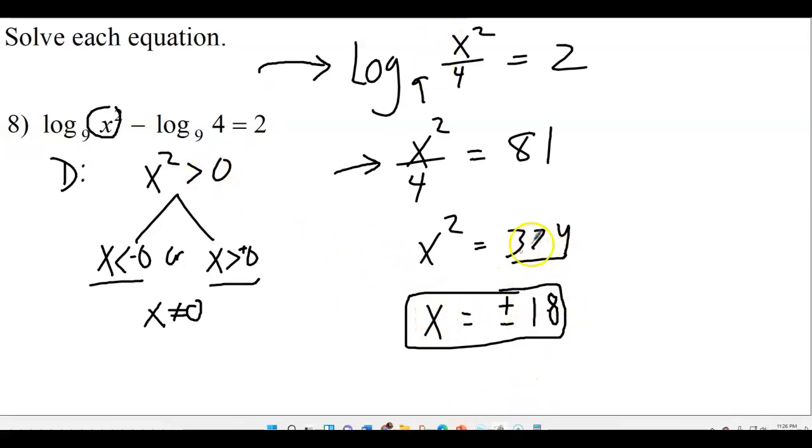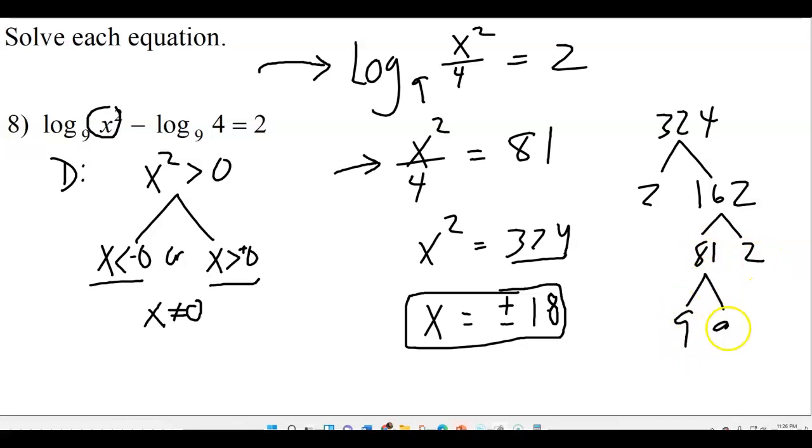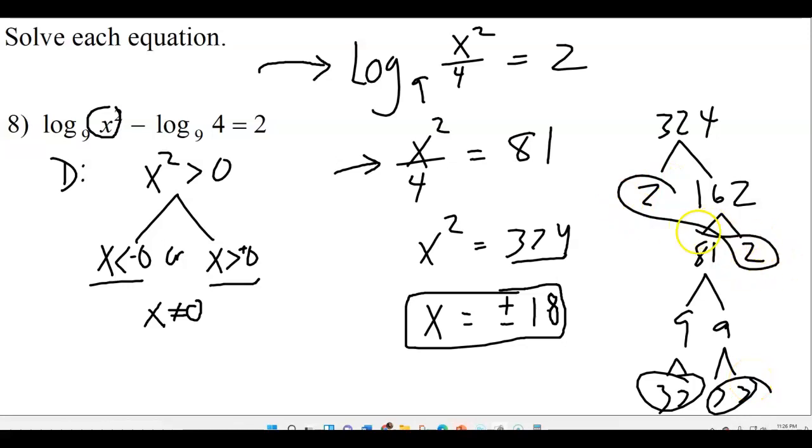If you forgot how to take the square root of 324, well, you can use a calculator, or you could do the old method where you break it down into pieces. And basically just take out your pairs, right? You could take a 3 out, you could take a 3 out, and you could take a 2 out. 2 3s and a 2 makes 18. So that's the old way we did it without a calculator, or you can use a calculator. Either way is fine with me.